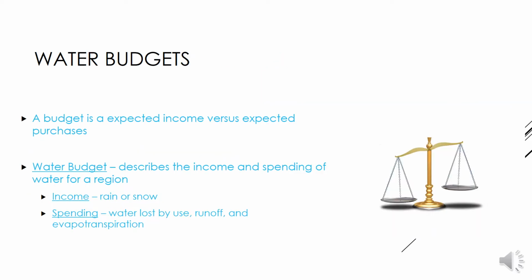Water budgets. A budget is an expected income versus an expected purchase. So making sure that you're making enough for what you're buying. And the water budget is very much the same thing, except instead of dealing with dollars and cents, it deals with liquid water. The water budget describes the income and spending of water for a region. Your income is rain or snow. So if you don't have snow or rain in a long time, you're not getting any income. Spending is the water lost by use. So people drinking it, runoff, as in it runs to the ocean where you can't drink it, and evapotranspiration, plants using it and then losing it to the atmosphere.